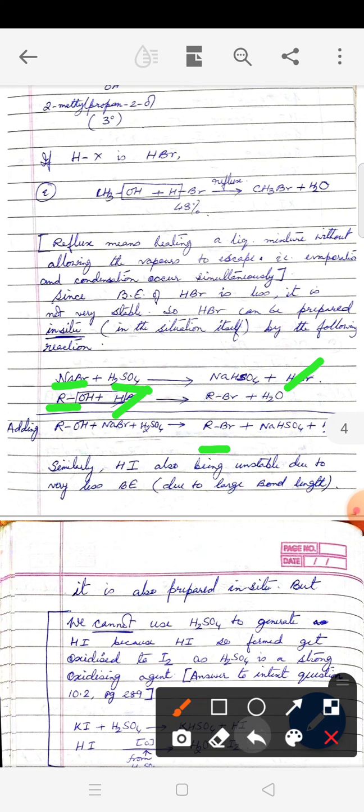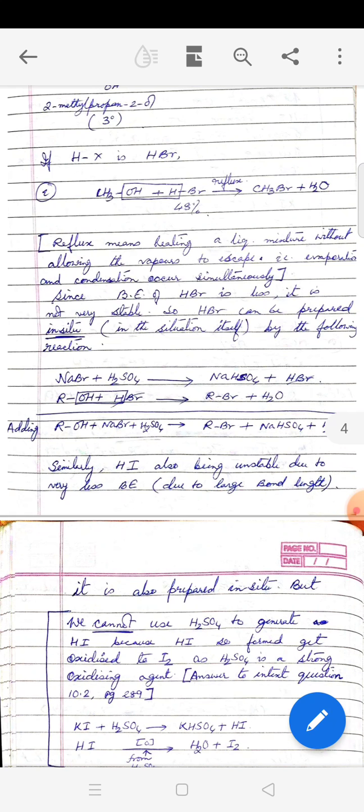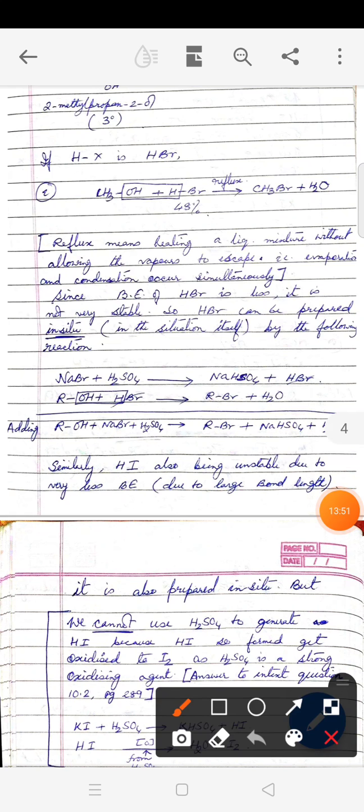Now similarly, we need to use HI to get iodoalkane. But iodine is one of the largest halogens, so bond enthalpy is very low and HI is very, very unstable. So HI also needs to be prepared in situ. You will find one of the in-text questions in your textbook that we cannot use the same method. We cannot take NaI or KI with H2SO4 to generate HI, because H2SO4 is not only an acid, it is also a strong oxidizing agent.